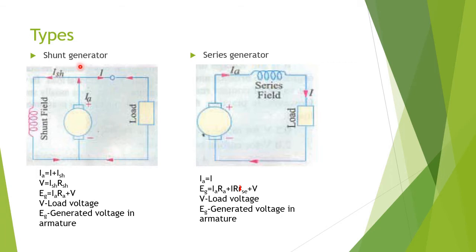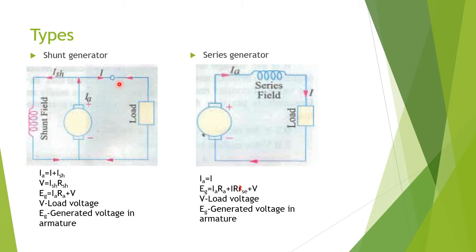And apply Kirchhoff's current law at this node. According to Kirchhoff's current law, the sum of incoming currents is equal to the sum of outgoing currents. Here at this point, the incoming current is IA. These are all outgoing. So incoming current IA is equal to the sum of outgoing currents ISH and I. So, IA is equal to I plus ISH.